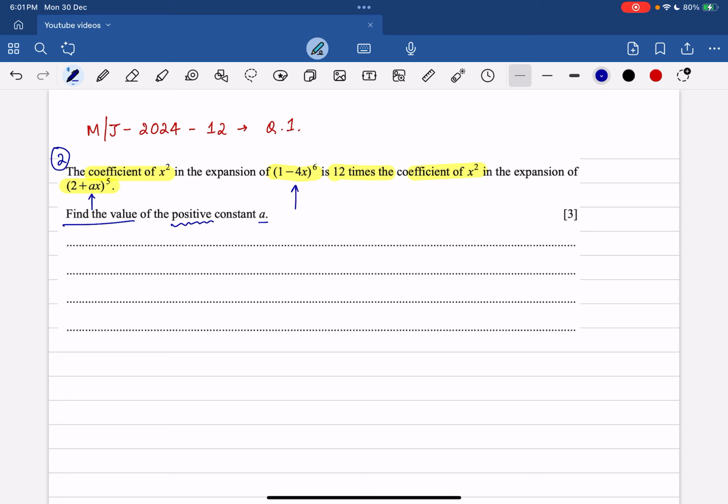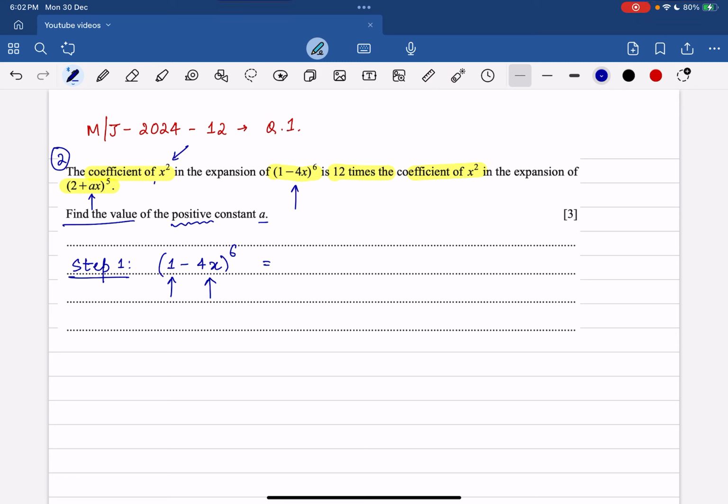Let's expand 1 minus 4x the whole raised to 6 in step 1. My step 1 should be about the expansion of 1 minus 4x the whole raised to 6. When I'm expanding this, I'm going to expand it until I reach the coefficient of x square. If you have practiced a little bit of binomial expansion, then you would have understood that the power of 1 goes on decreasing, the power of 4x goes on increasing.